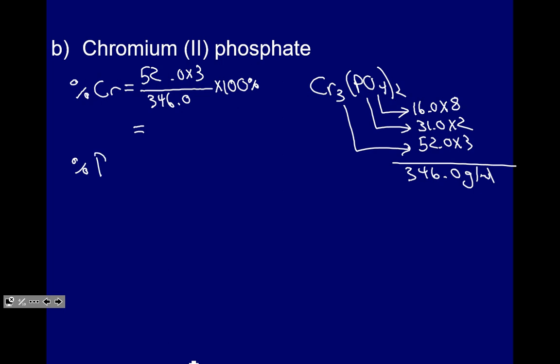You will have a percent phosphorus, a percent oxygen, and in the end, they should add up to 100. Sometimes, if you add them and they get 99.9, it means you've made a little rounding error somewhere. I don't get too picky on that when I'm marking that type of stuff.